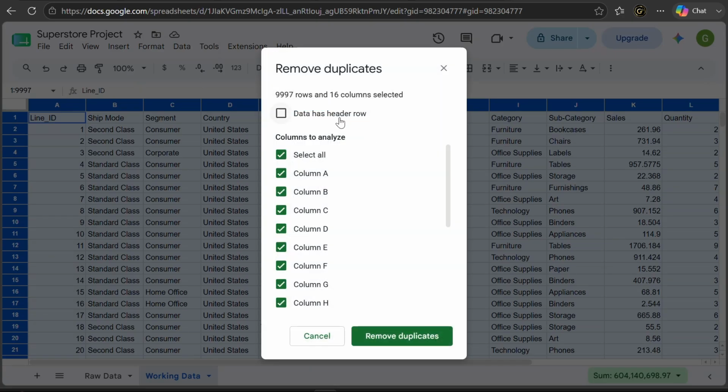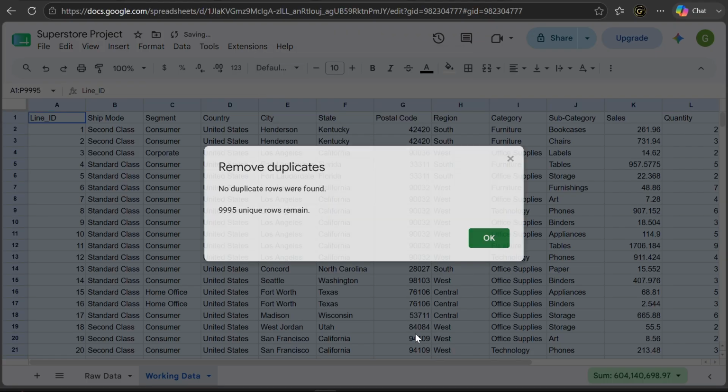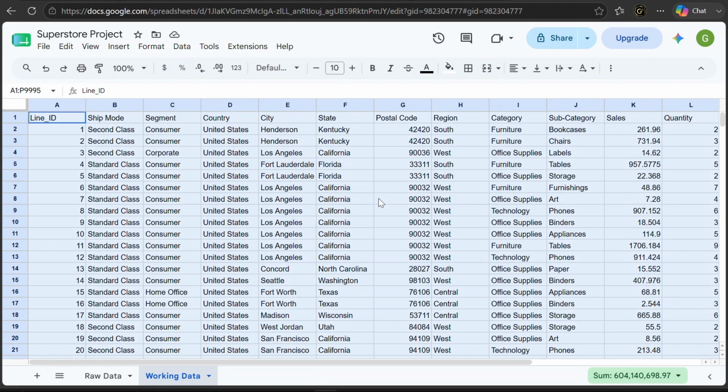I was going to say, data has a header row. Yeah, very important. I was going to say remove all duplicates. So no duplicates were found. That's the very first good thing about this data set. It has no duplicates. So fine.